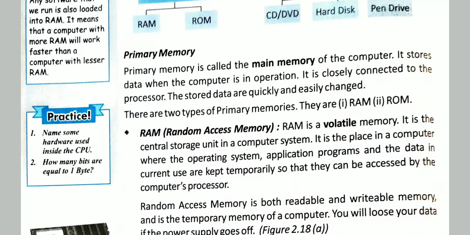What does primary memory do? Primary memory is called the main memory of the computer. It stores data when the computer is in operation. It is closely connected to the processor. The stored data are quickly and easily changed.